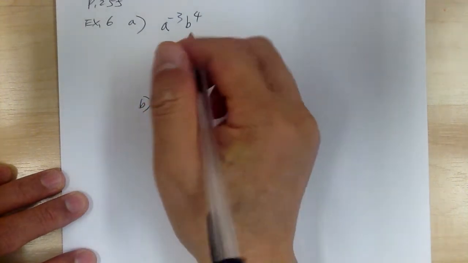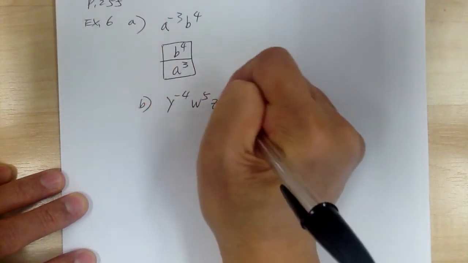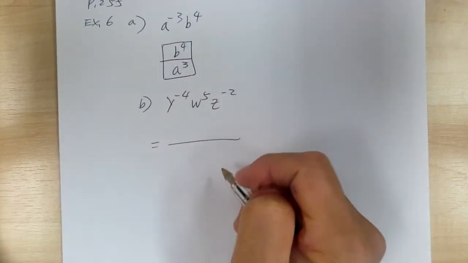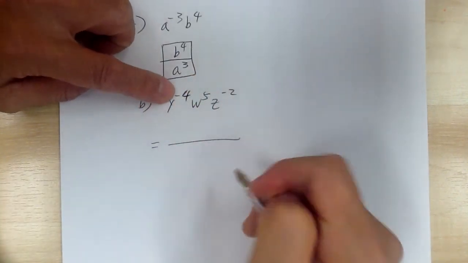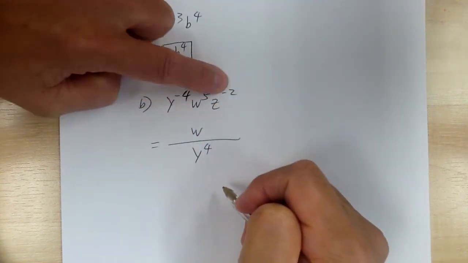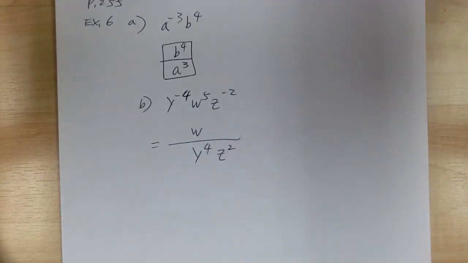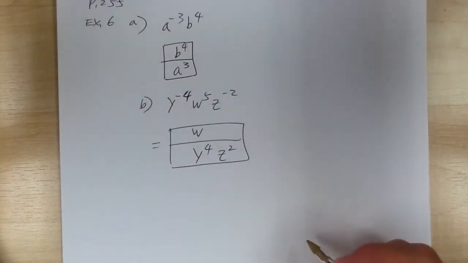So let's go to B. You got y to the negative 4, w to the 5, z to the negative 2. So this has a negative exponent, so this gets flipped to the bottom. This one is positive, so don't flip. This one gets flipped to the bottom. So again, make sure you don't just do it blindly. Okay? And so this is it for that.